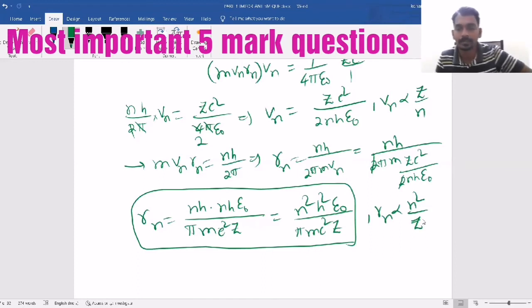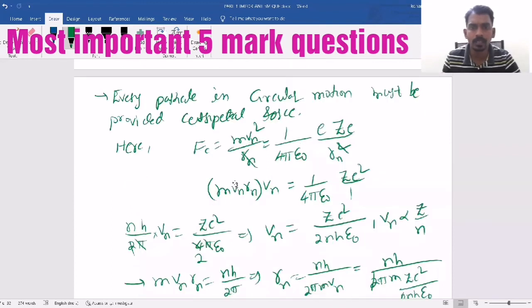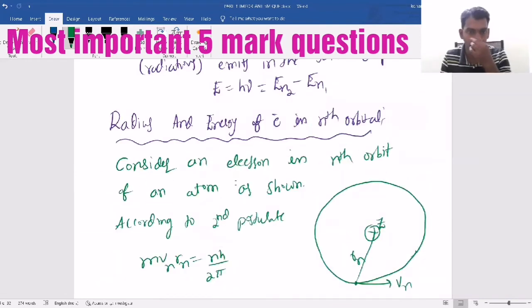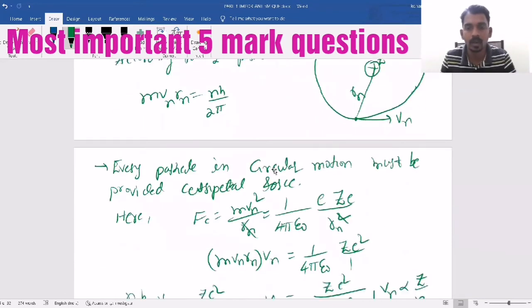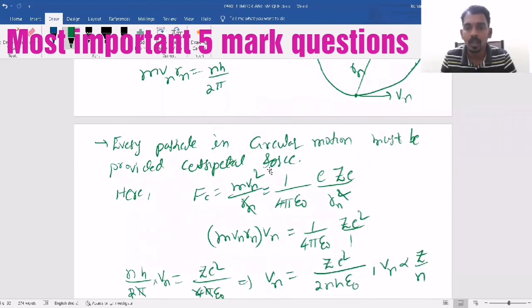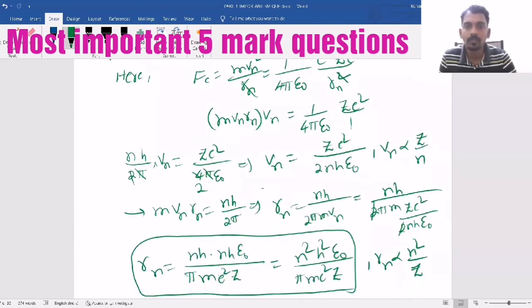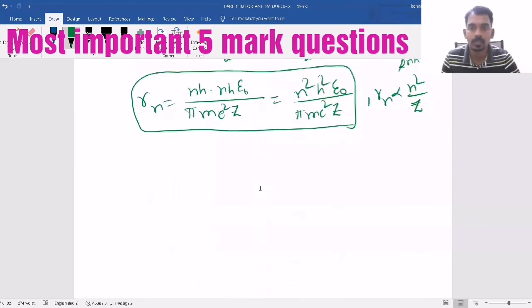So this is the radius of the nth orbit. One equation we have derived. It's all just manipulation of equations. Try to understand how we are taking the equations and how we are substituting one equation in another. First we have taken the quantization of angular momentum equation. Then we have taken the centripetal force equation. Then we try to combine both the equations.